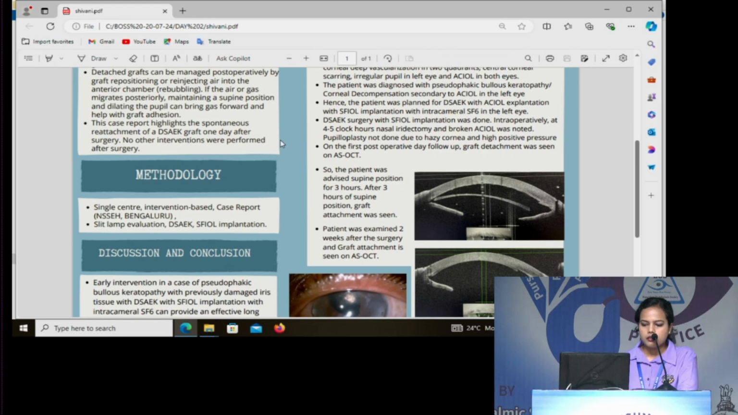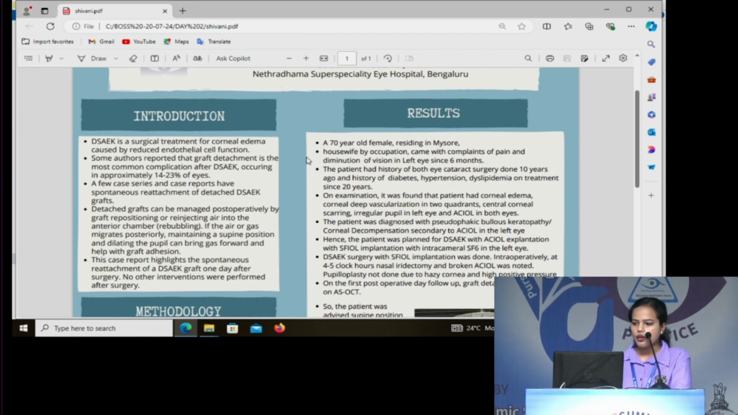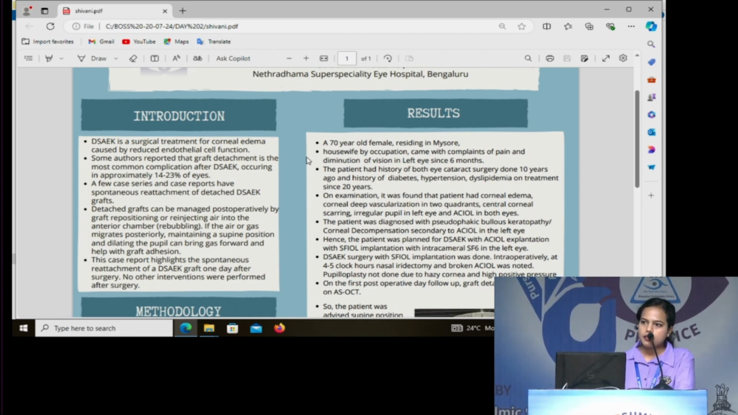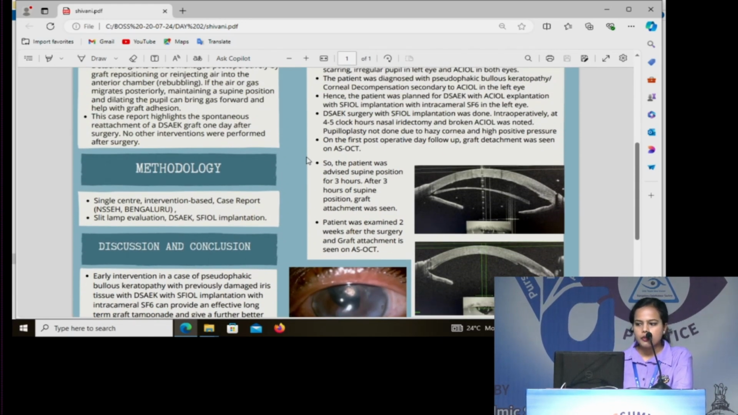In methodology, slit lamp evaluation, DSEC surgery, and SFIL implantation was done. A 70-year-old female resident of Mysore, housewife by occupation, came with complaints of left eye pain and diminution of vision since 6 months. The patient had history of both eyes cataract surgery done 10 years ago elsewhere, and history of diabetes, hypertension, dyslipidemia, on treatment for 20 years. On examination, we found corneal edema, corneal deep vascularization in 2 quadrants, central corneal scarring, irregular pupil in left eye, and ACIOL in both the eyes.